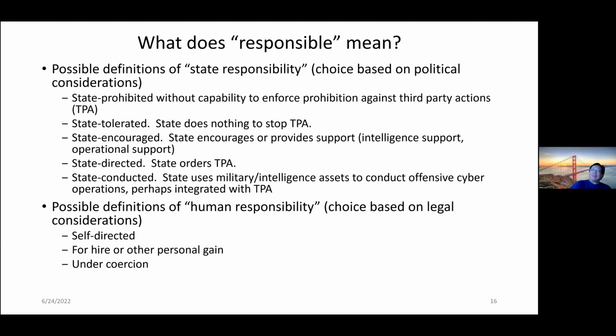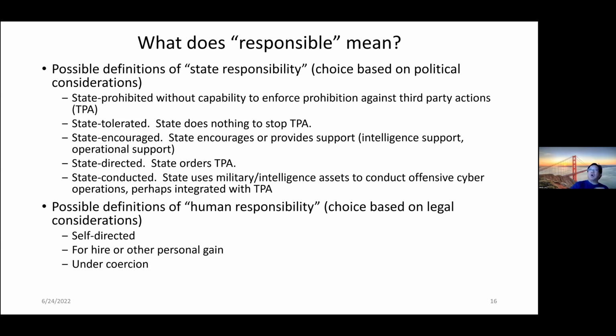Okay, and then when there's a state involved, what does the phrase responsible mean? A definition of state responsibility. I offer five definitions of what state responsibility could mean. Could be state tolerated: the state does nothing to stop a third party from doing something.